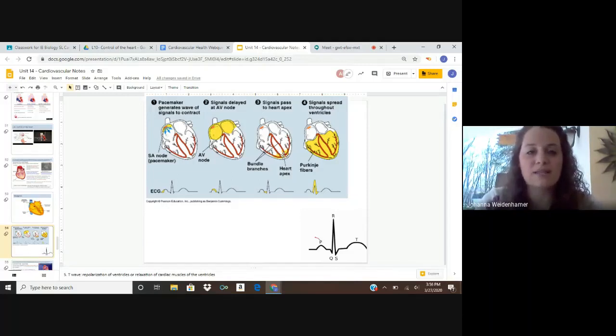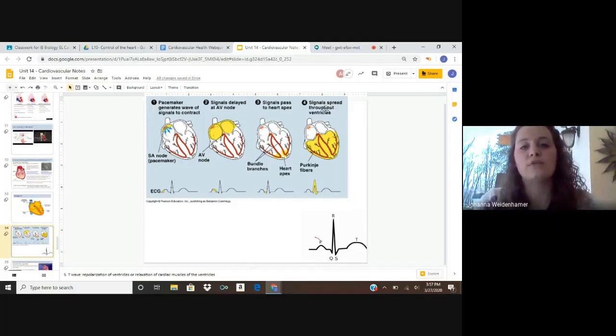Number 3, we have signals passed to the heart apex. And the heart apex is where this yellow shadow is. It's the very bottom of the heart. So our electrical signal has now gone from the AV node down through the bundle branches and to the end of the heart. And that is going to be shown where this little yellow piece is. So that's going to be down here, number 3. So I want you to label that number 3 is where we are going, finishing the P wave and about to start the QRS. So that's our number 3.